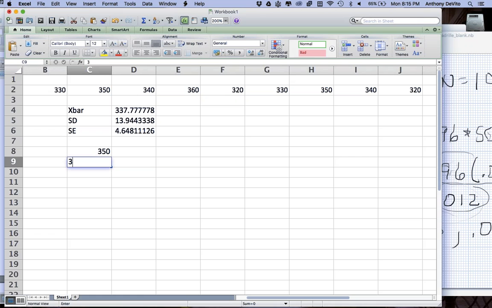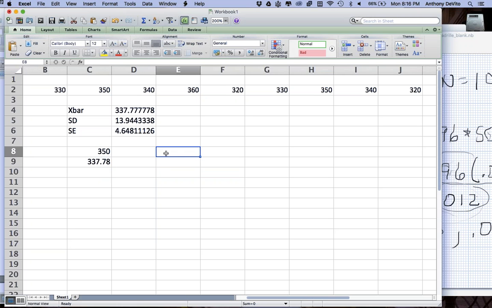Our calculation of $337.78 is different enough from 350 for me to say with 95% certainty, less than 5% chance of being wrong, that those workers are not paid $350. So I have to calculate now how many standard errors apart these two values are. So let's see how I would do that.